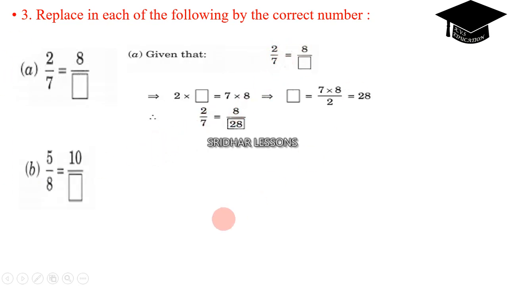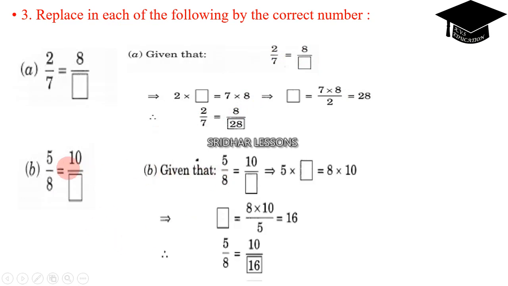Next problem, same. Tell me students, given that 5 by 8 is equal to 10 by blank. So 5 into blank is equal to 8 into 10. So this blank will be 8 into 10 by 5, because here it is multiplication, so it will further go into division. 5 will cancel this 10 2 times. So 8 into 2 is equal to 16. So 5 by 8 is equal to 10 by 16.